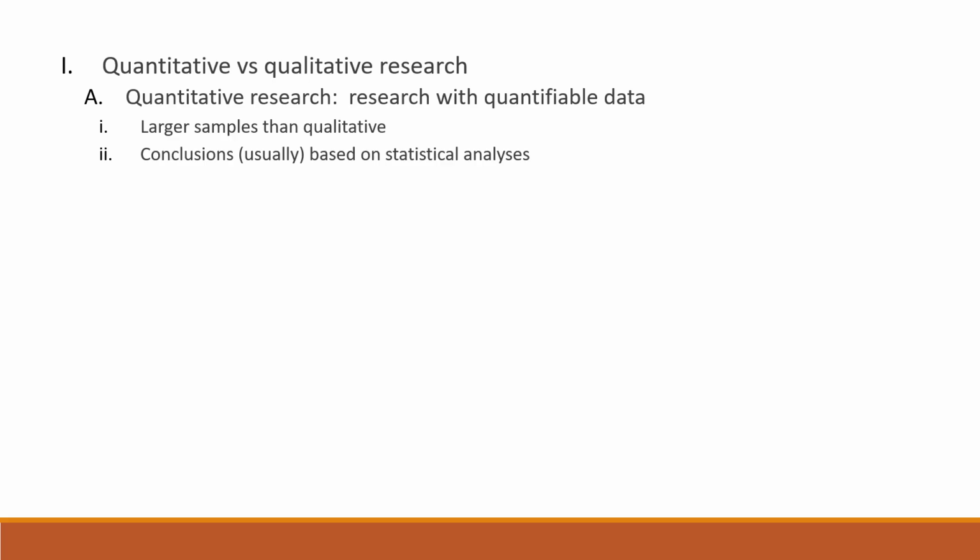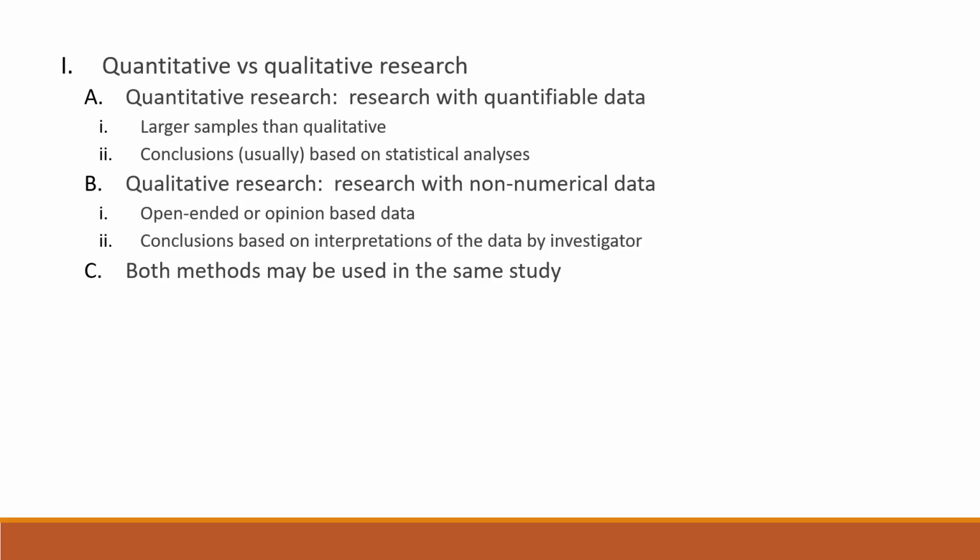Before we jump into different types of observational research, we need to be able to distinguish between quantitative and qualitative research. Quantitative research is research with quantifiable data, meaning that it uses numbers. With quantitative data, we can only measure things that can be counted. It usually has larger sample sizes than qualitative data, and the conclusions are usually based on statistical analyses.